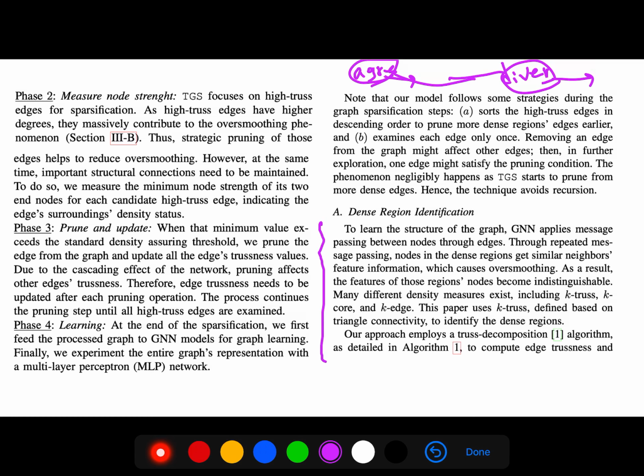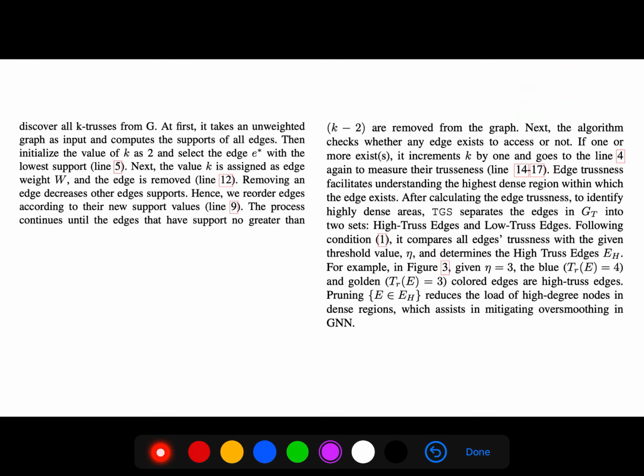So let's carry on. Our approach employs truss decomposition to compute edge trussness and discover all K-trusses from G. At first, it takes an unweighted graph as input and computes the supports of all edges. Then, it initializes the value of K as 2 and selects the edges with the lowest support. Next, the value is assigned as the edge weight and the edge is removed.